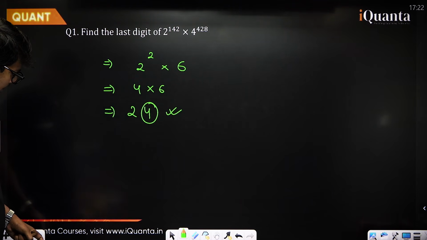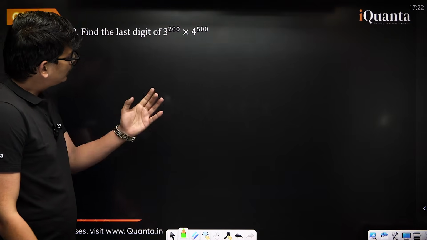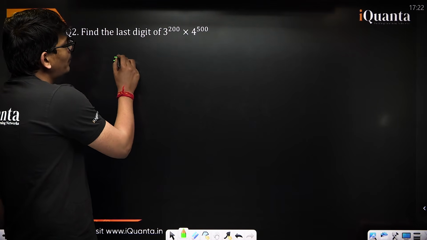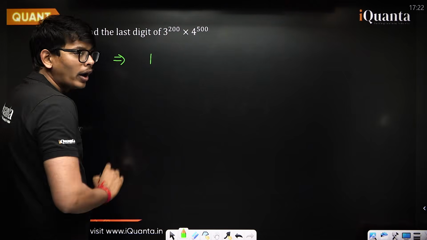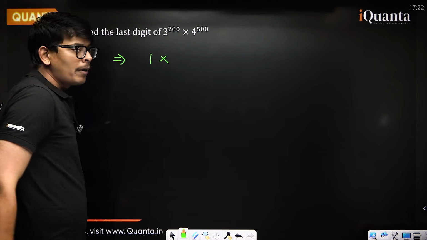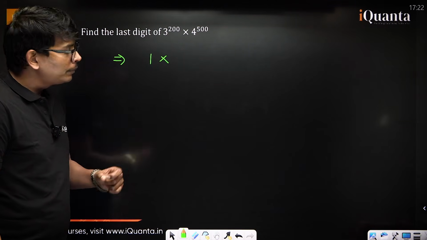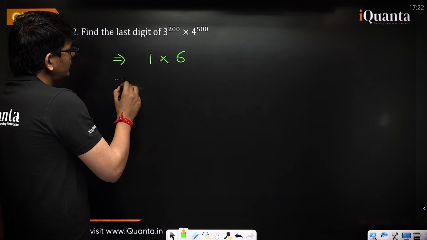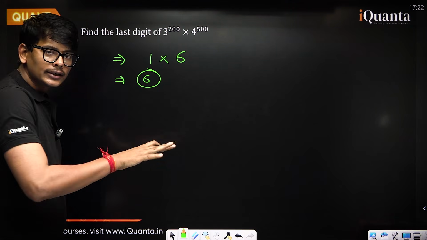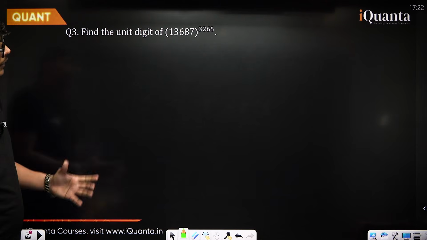Within 5-10 seconds, you can solve this question. Next, 3 raised to the power 200. Power is a multiple of 4? Yes. 1. 4 raised to the power 500. Power is a multiple of 4? Yes. Unit digit will be 6. So 1 into 6? 6. That's it. Next question.